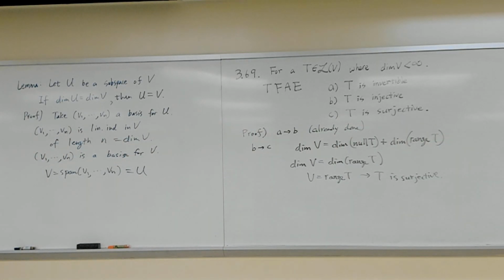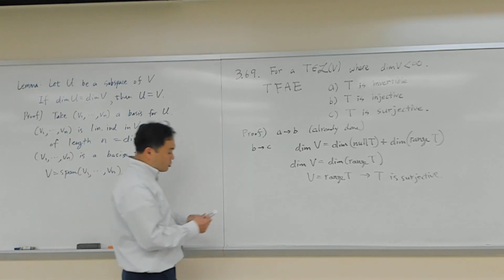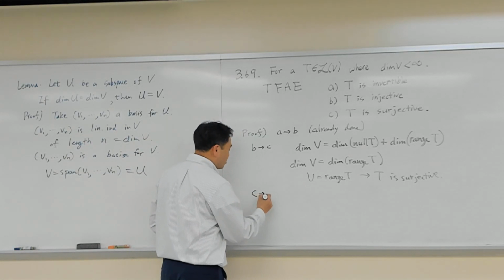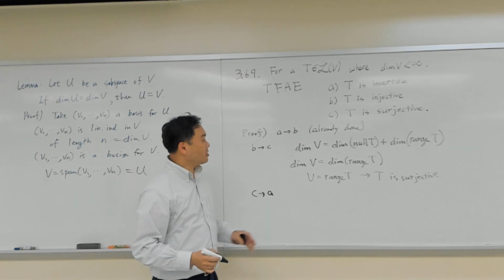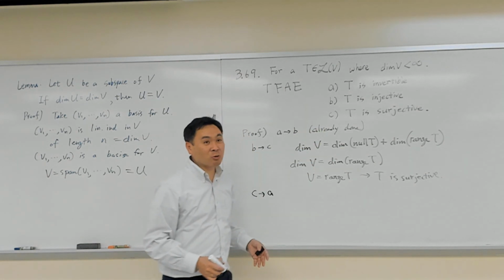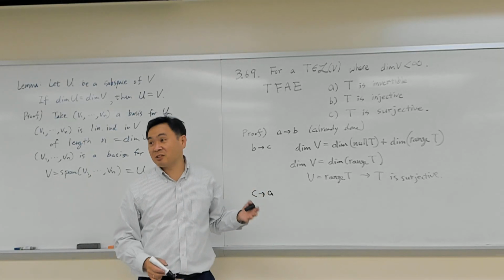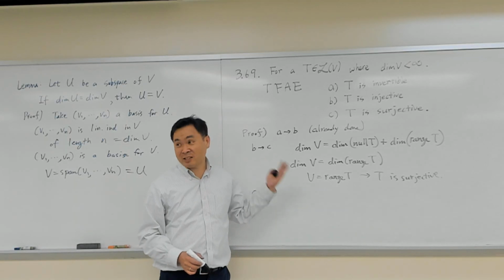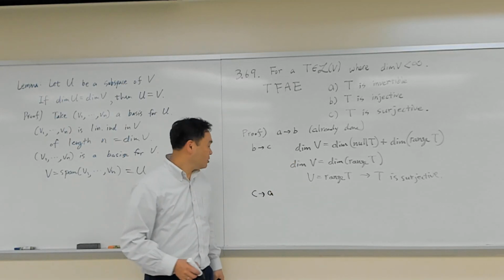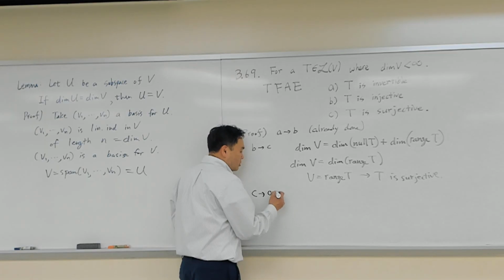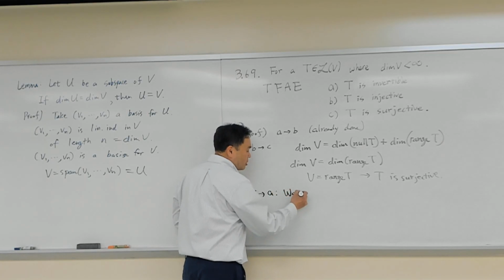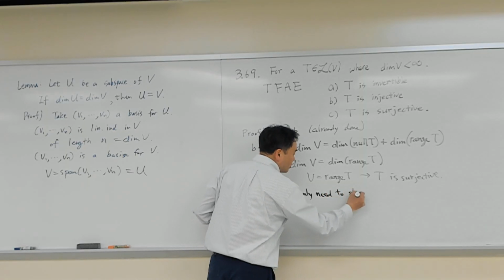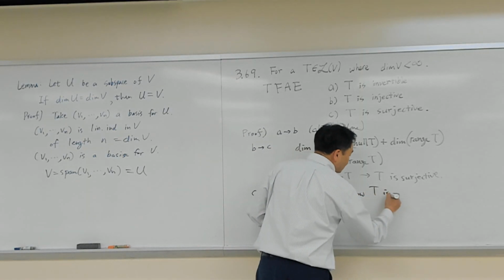And then you have to show C to A to close the loop. And to show that C implies A, you really have to show that if it's surjective, then it's also injective. Because we already have a theorem that says if it's surjective and injective, then it's invertible, right? So we only need to show T is injective.